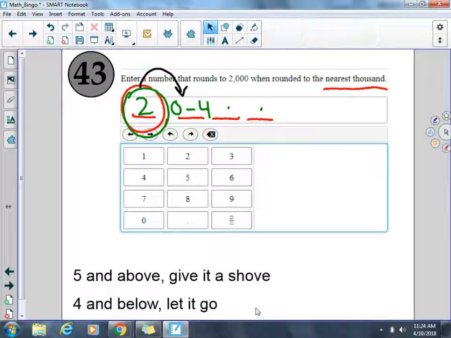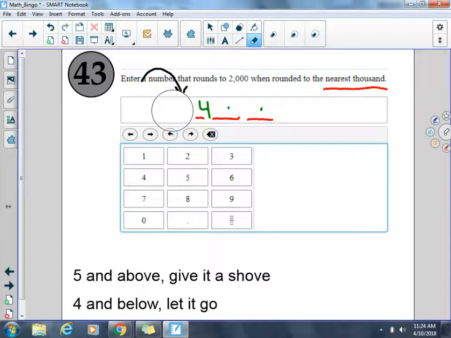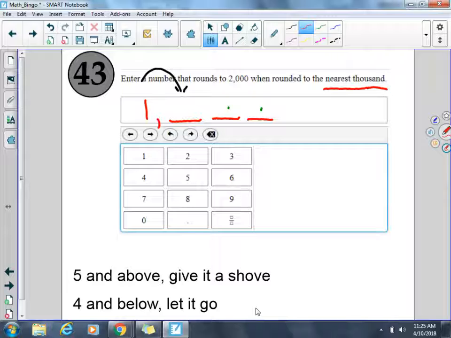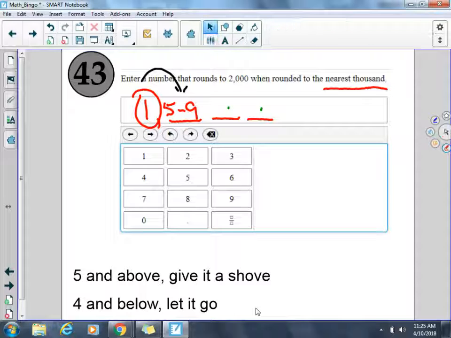Now, though, it's not only a 2 that you could put here, because you could have also put a 1 here to start. So your number could have been 1,000-something. But if that's the case, you know that your number in the hundreds place has to be 5 through 9, because that's going to tell you to round up, which means the hundreds place would push your 1 in the thousands place up 1 spot. Okay, nice job with that. Let's move on to the next one here.